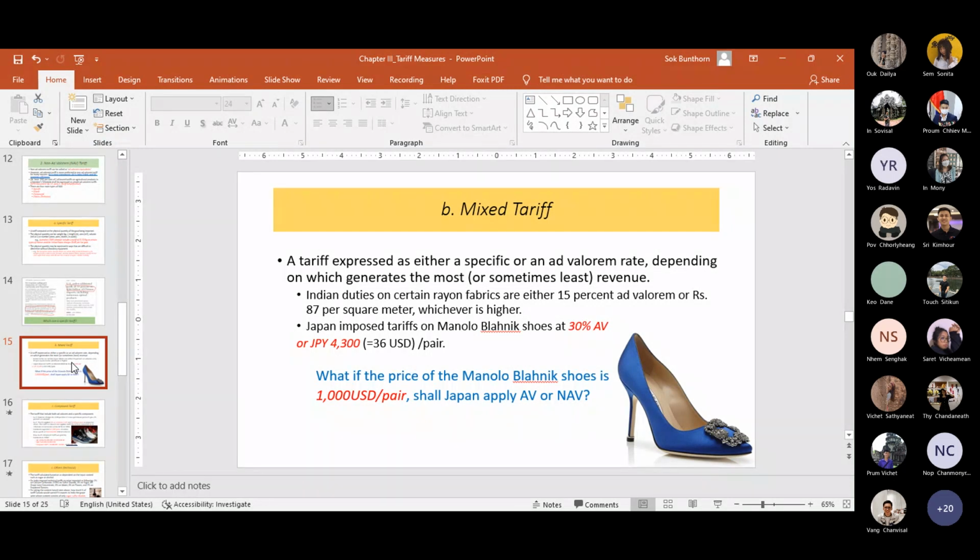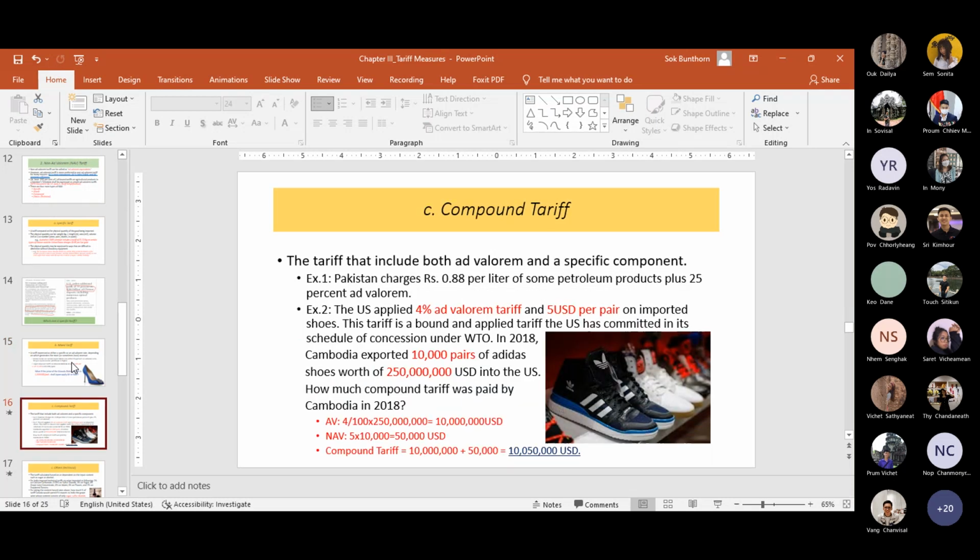is the second part of non-ad valorem tariff. Okay, and the third one, compound tariff. The tariff that includes both ad valorem and specific components. Unlike a mixed tariff, which takes one or the other, this one applies both.